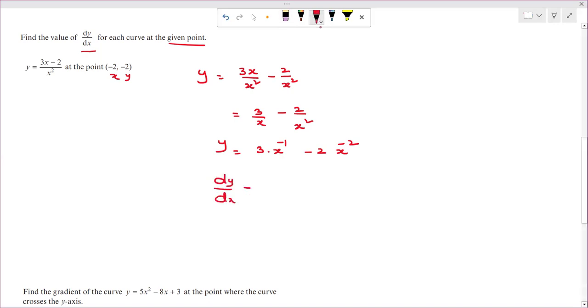dy by dx is equal to, okay, 3 is a constant. You can send it outside: d by dx of x to the power of minus 1. And 2 is a constant, you can send it outside. Split the differentiation for both the terms.